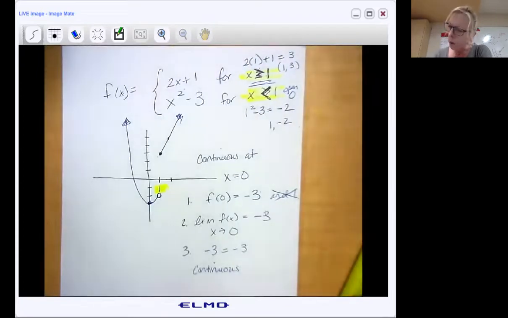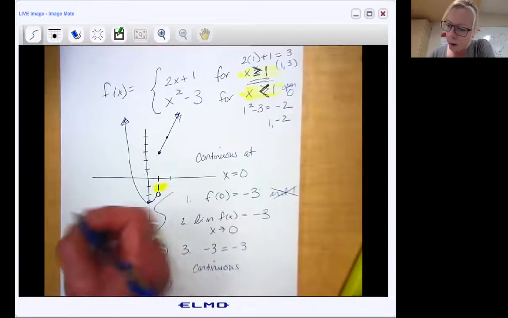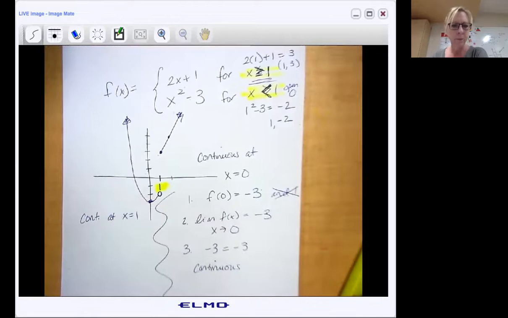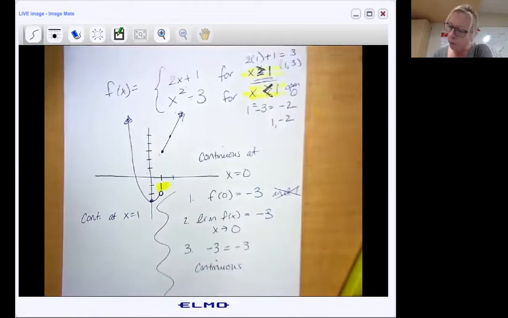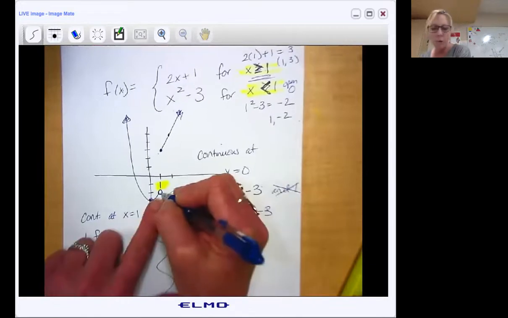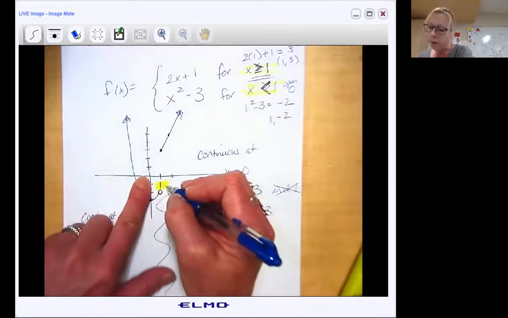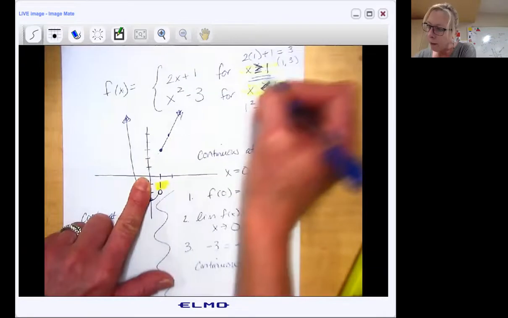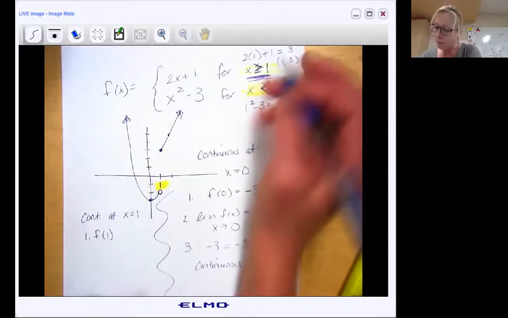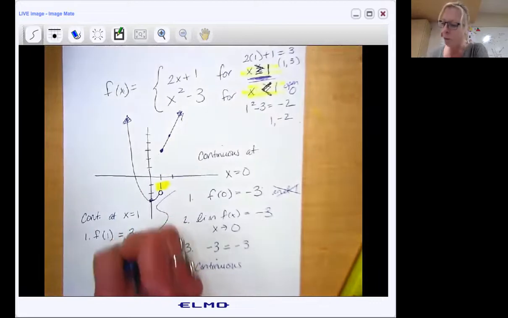So if I asked you to tell me, is this graph continuous at x equals 1? Well, I want to do all my conditions again. What is f of 1? Well, this is an open circle, so it's not quadratic. It's going to be this value here. F of 1 is on this linear part of the graph. F of 1 equals +3.